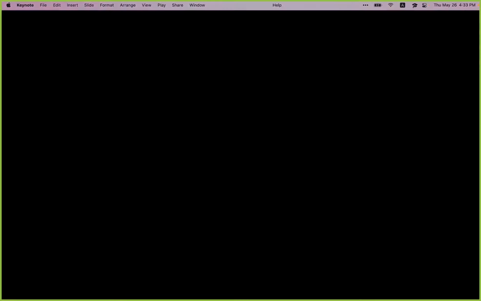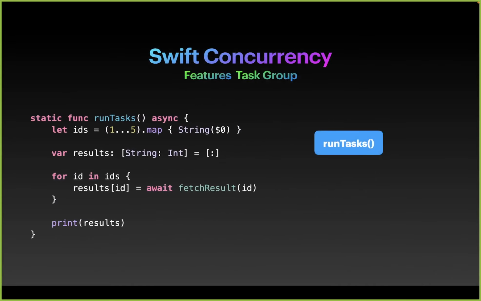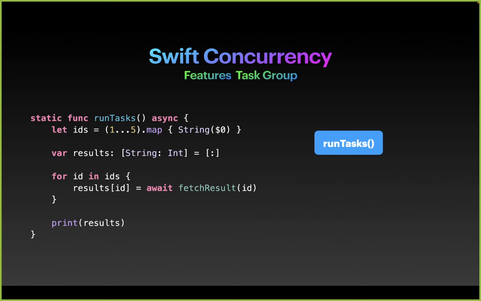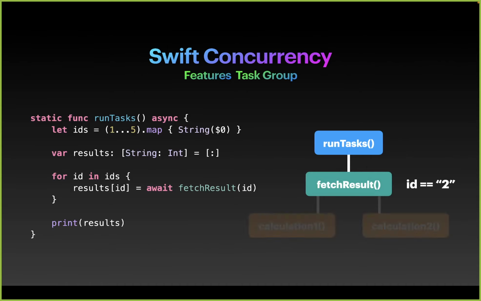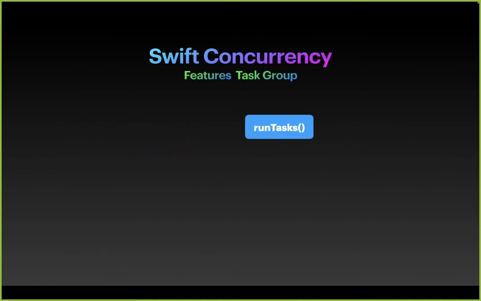Now go back to the slides, and you guys already see that. When the ID equals 1, it's gonna be the first iteration. You're gonna create a fetch result task and calculation child tasks. And of course, when we come to the second iteration, again you're gonna create the fetch result task with 2 calculation child tasks. So all these things happen in a serial way. What if we want all these things to happen concurrently?